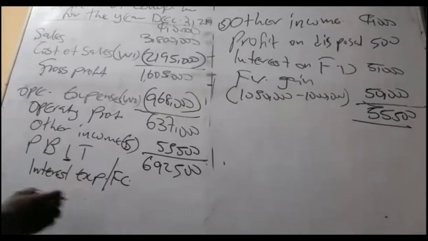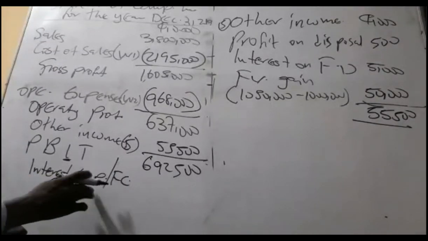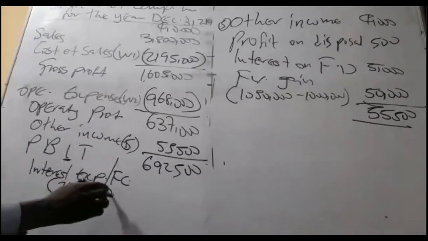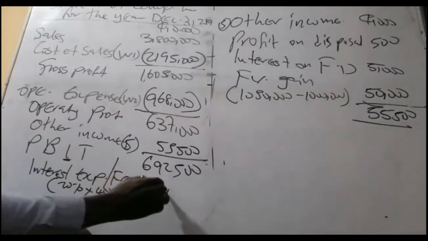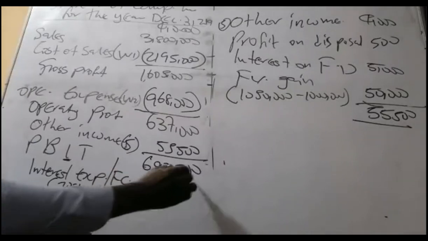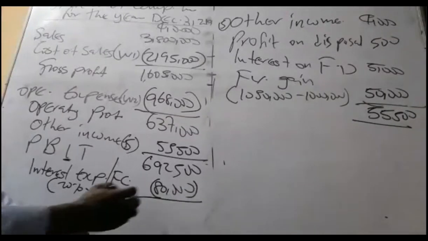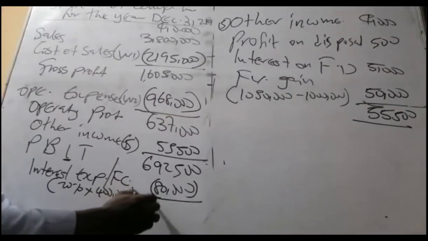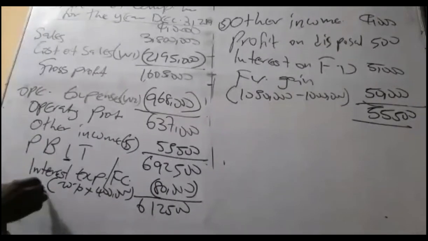We calculate it to be 20% times 400,000, and that will give us 80,000. You less it, and then what do you get? You get 612,500, and that's the profit before tax.